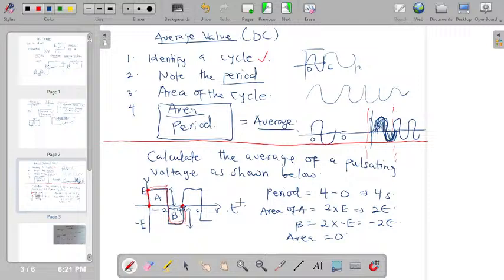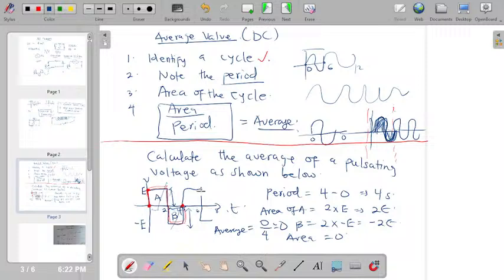Once I have the area to be 0, the next thing is to divide my area by the period. So our average is simply equal to our area, which is 0, over the period, which is 4, that is 0. So the average of this alternating voltage here is 0. Mostly, whenever they give you a sinusoidal wave and it has equal parts, with one part at the positive and the other at the negative, obviously the area will cancel out and that will give you 0. So this is basically how we do it.